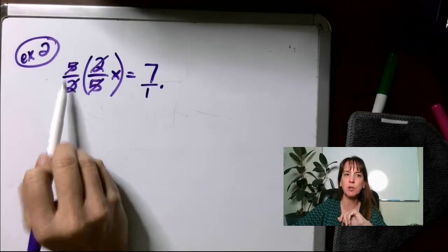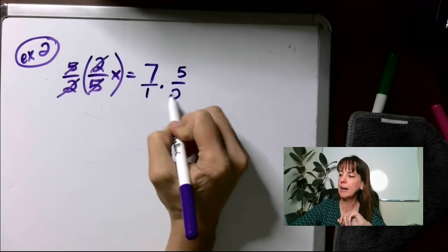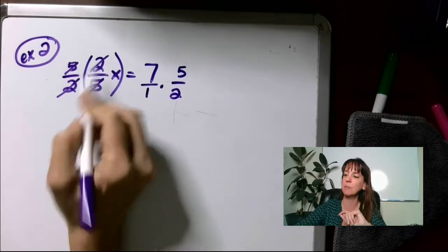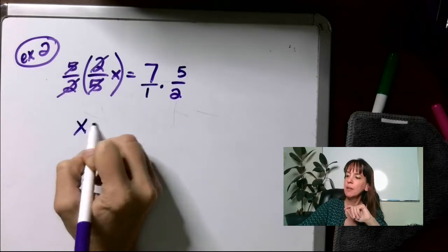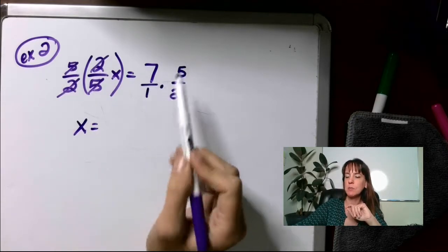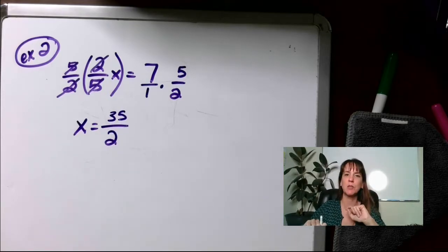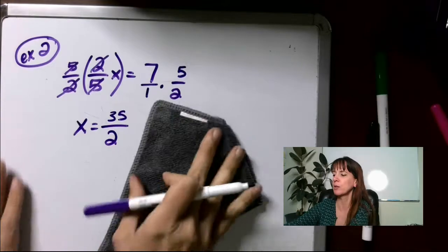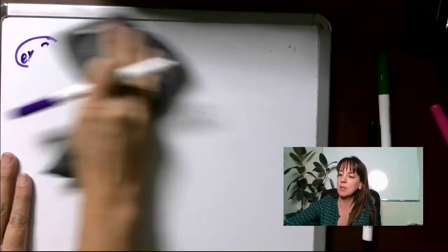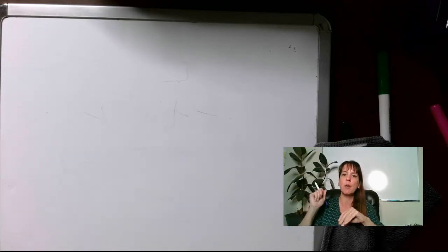Times, and the reciprocal was 5 halves. I can't cancel anything out. So now I have this x all by itself. So 7 times 5 is 35 over 2. You can leave it as an improper fraction. That's totally fine. The answers might be as a mixed number. So if you're grading this or your parents are grading this, you may want to just double check with them to make sure that they know.